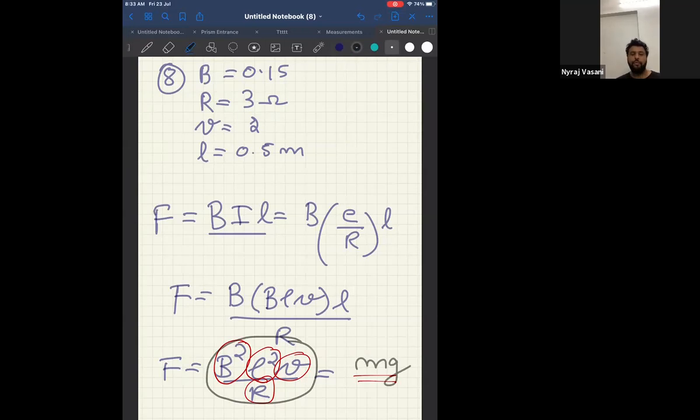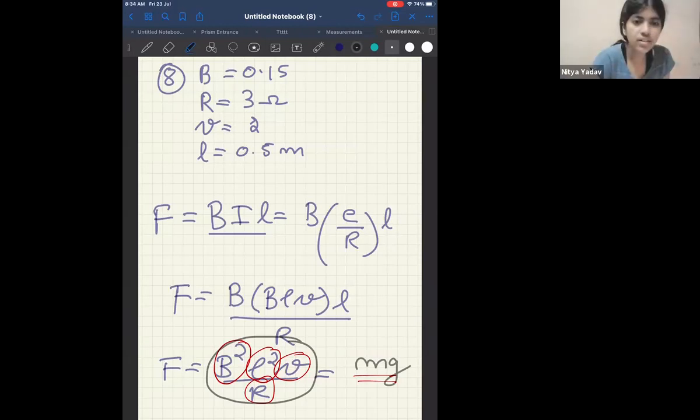Now, if I equate two formulae for force, one is B square L square V by R, correct? B square L square V by R is equal to mg. From this formula, you will get the answer for question number 9. This is the clue. So, start. Option B.